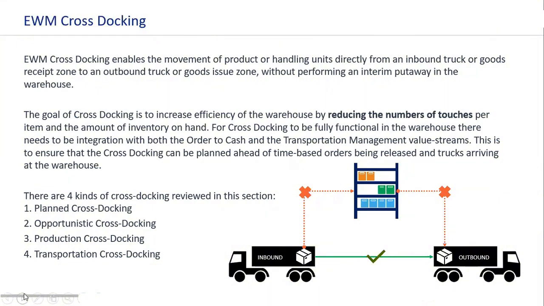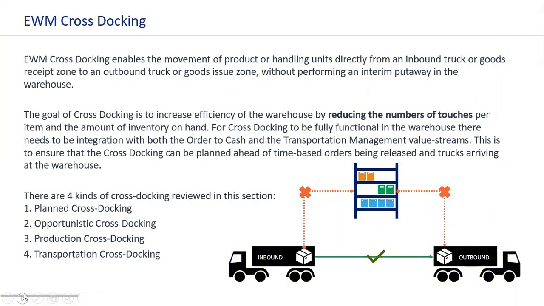Cross-docking, again, I will skip through this. EWM cross-docking enables the movement of products or handling units directly from an inbound truck or goods receipt zone to an outbound truck or goods issue zone without performing any interim put away in the warehouse. The goal of cross-docking is to increase efficiency of the warehouse by reducing the number of touches per item and the amount of inventory on hand.